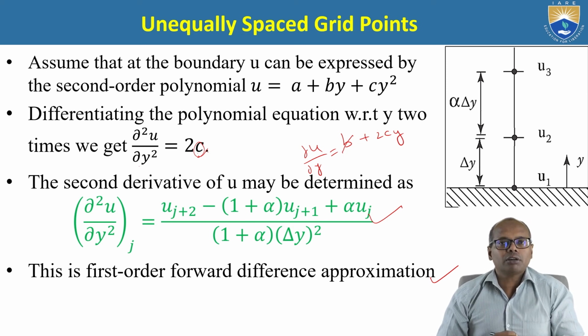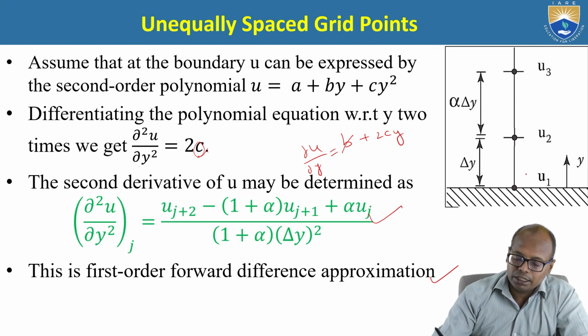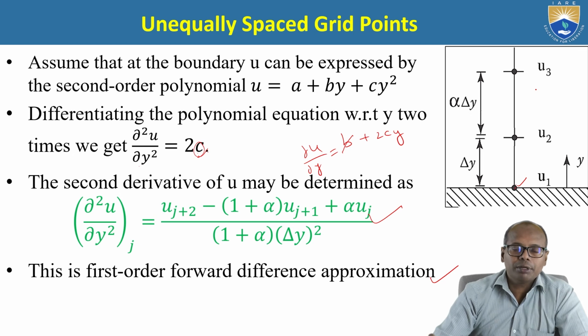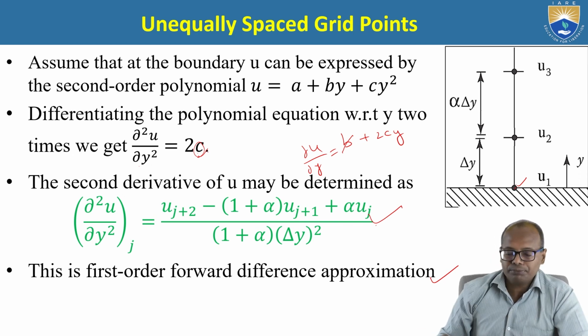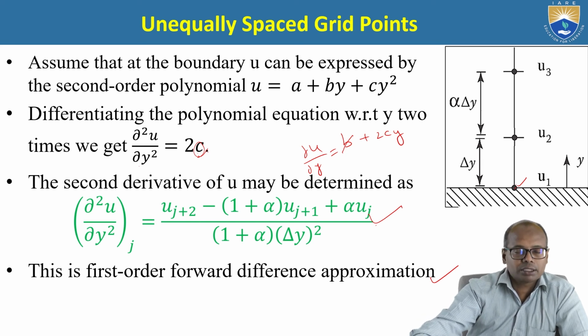And this is the first order finite forward difference expression. Why is it called first order? Because we are neglecting the y square terms. And why is it called forward? Because we are using the elements which are after the present one. This is the present one, and we are using u1, u2, u3, the elements which are forward ahead of element 1. That is why it is called the forward difference. Okay, so this is about the polynomial approach that we need to discuss.